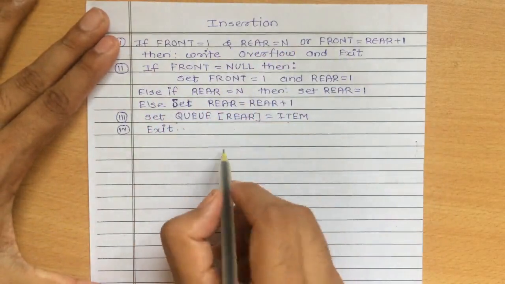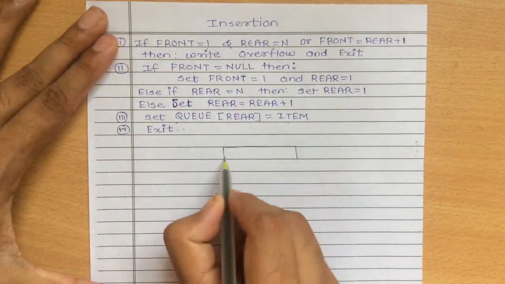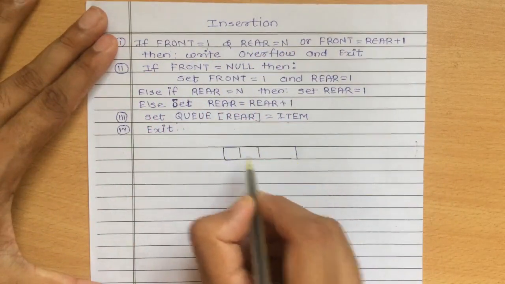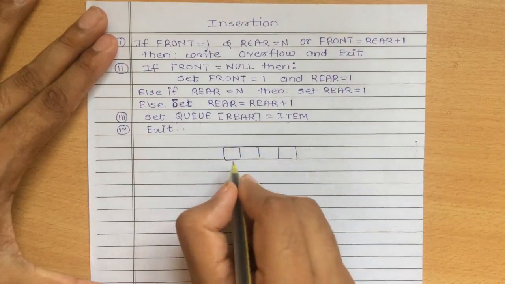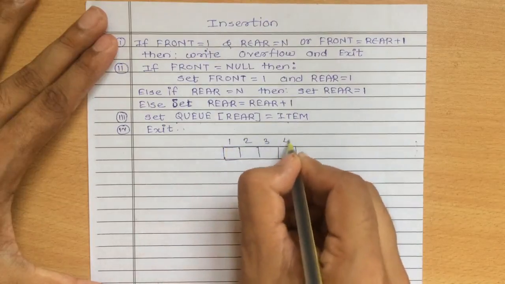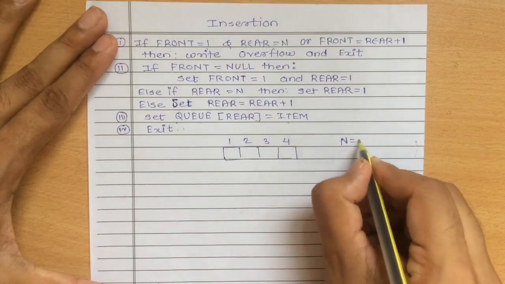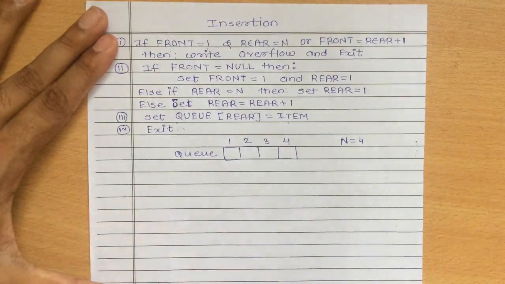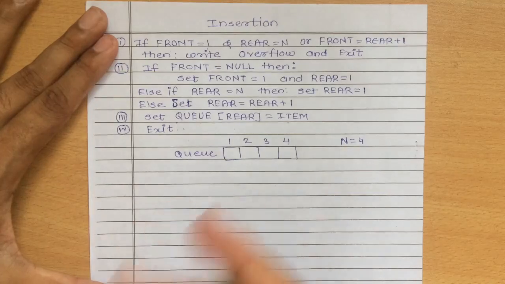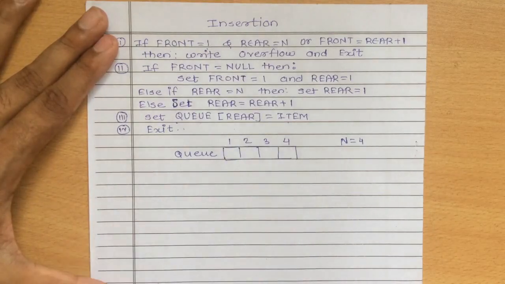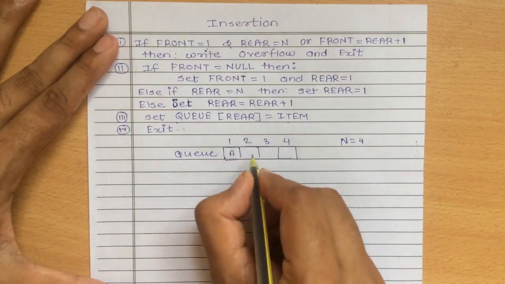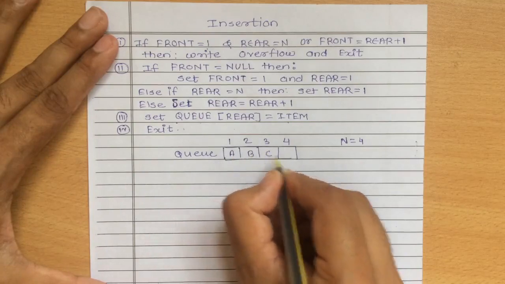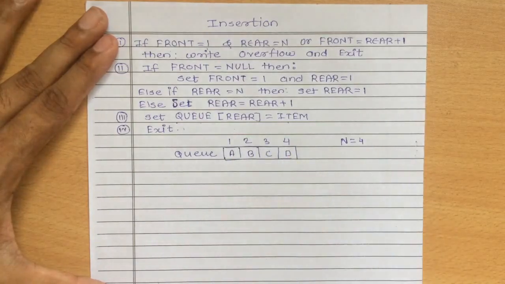What does it mean? Suppose I have one queue of size 4. I will give the indexing 1, 2, 3 and 4. So in this case the value of n is 4. This is the name of my array, that is queue. Initially my queue is empty. Now suppose I start inserting elements one by one. I will add first A, then B, then C, and lastly I will add the value D.